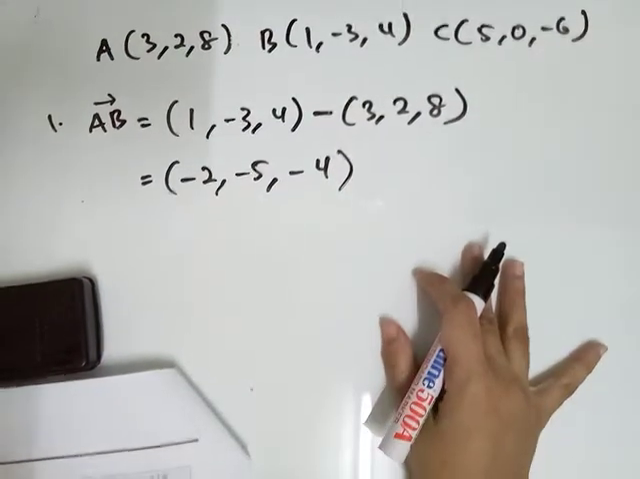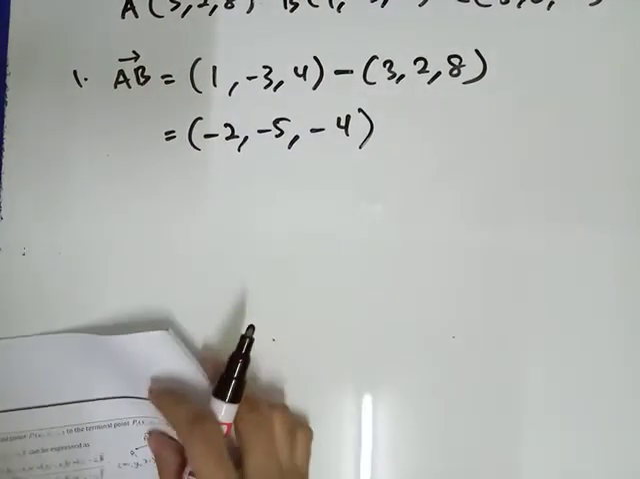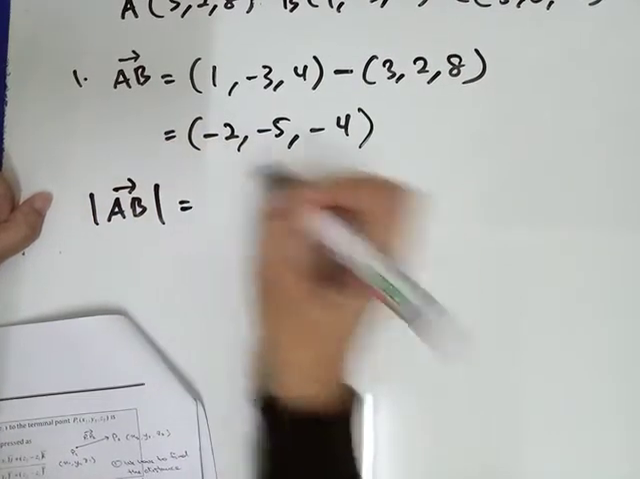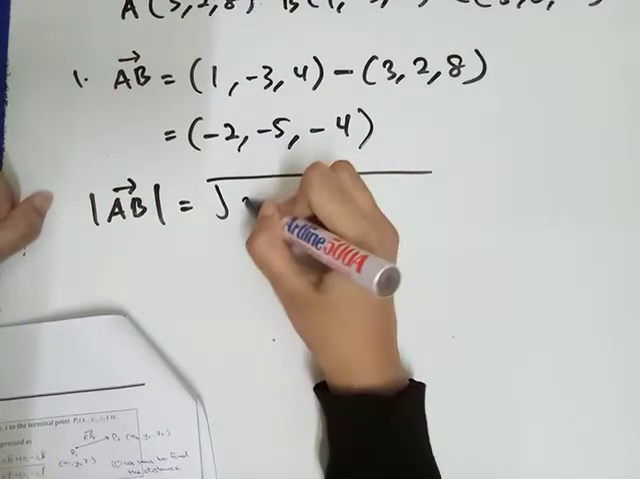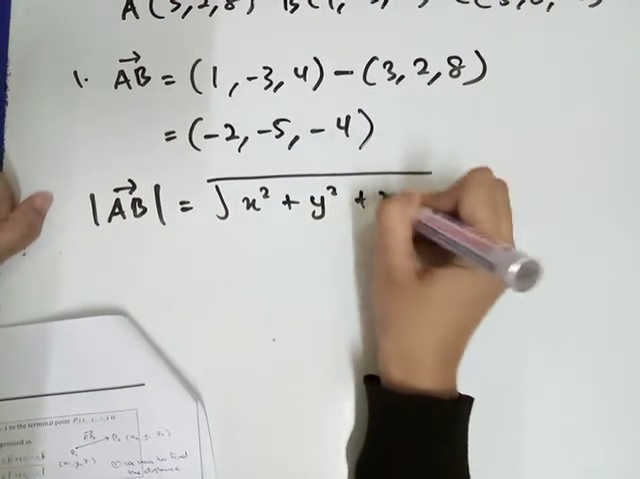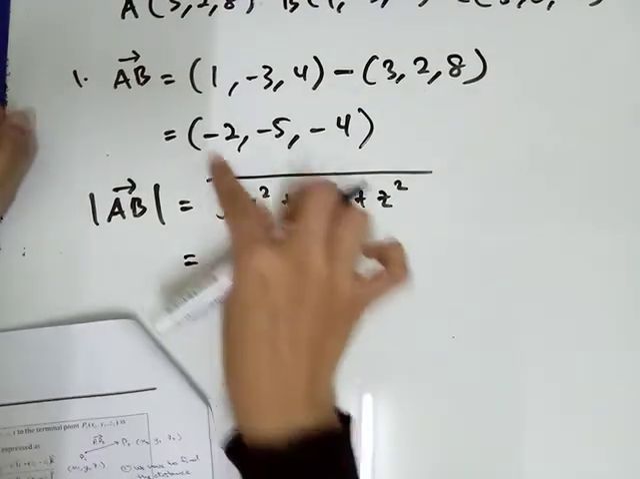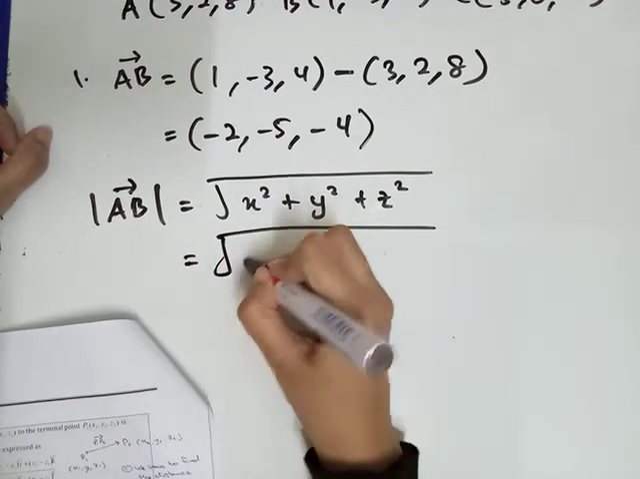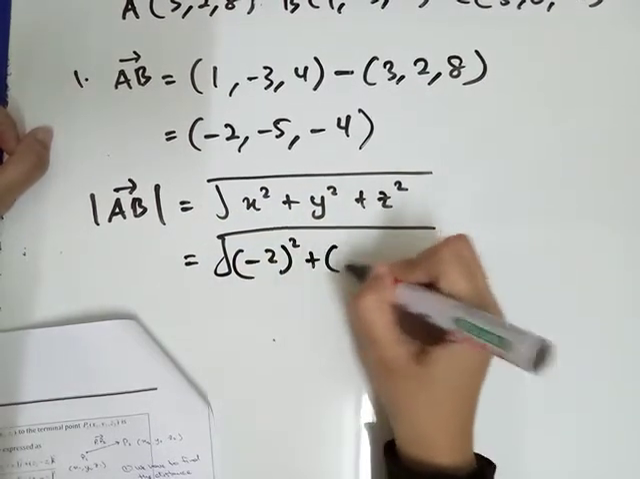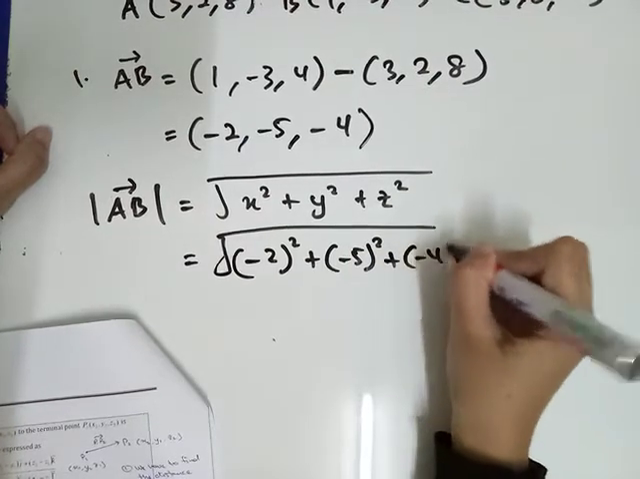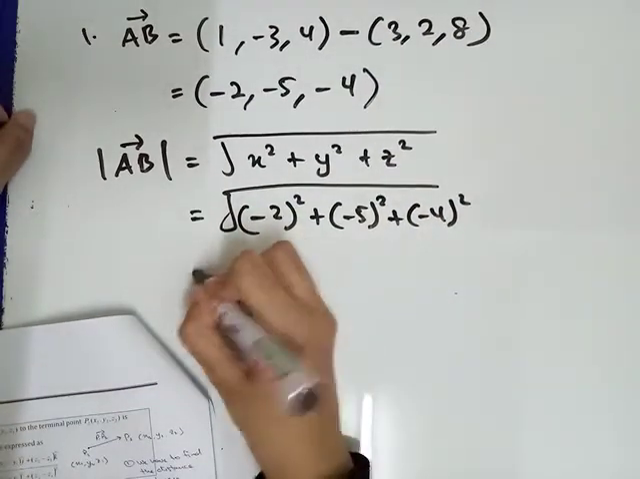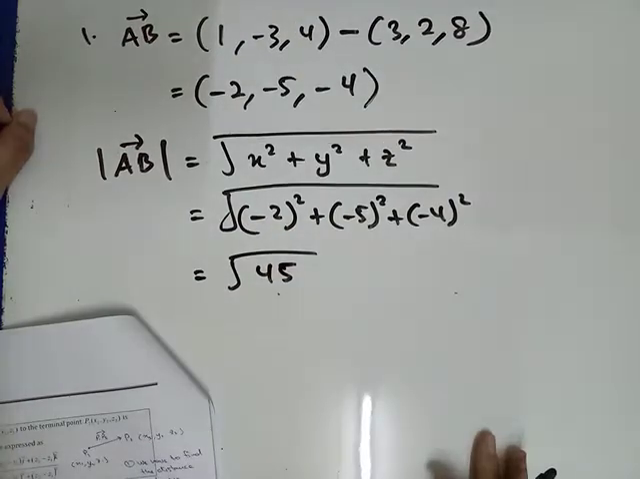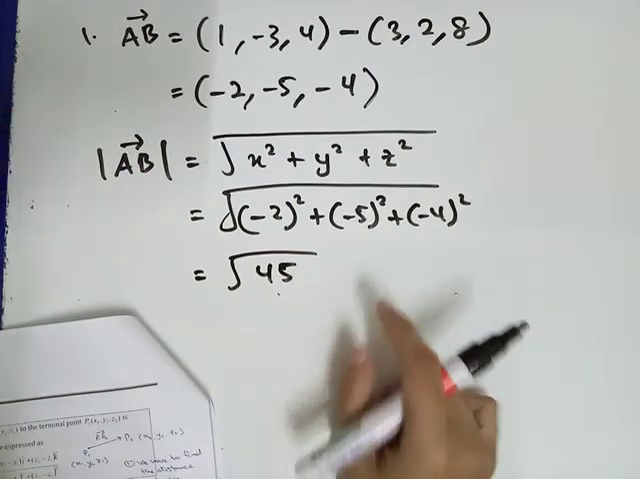And then, how to find the length? To find the length of AB, the formula is the square root of x squared plus y squared plus z squared. We know that vector AB is (negative 2, negative 5, negative 4), and then substitute into the formula: negative 2 squared plus negative 5 squared plus negative 4 squared. Calculate, and you will get the square root of 45. This is for number 1. It is already in the solution.